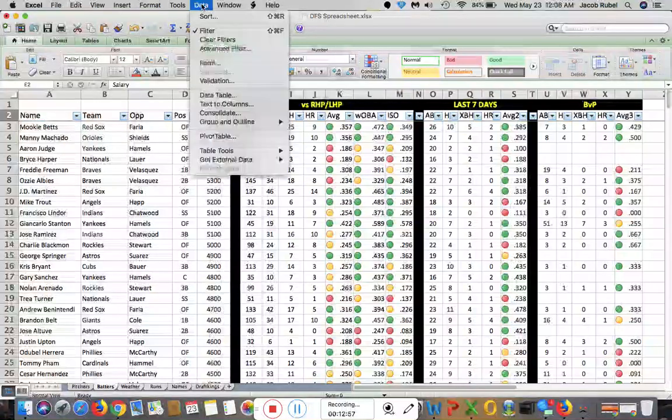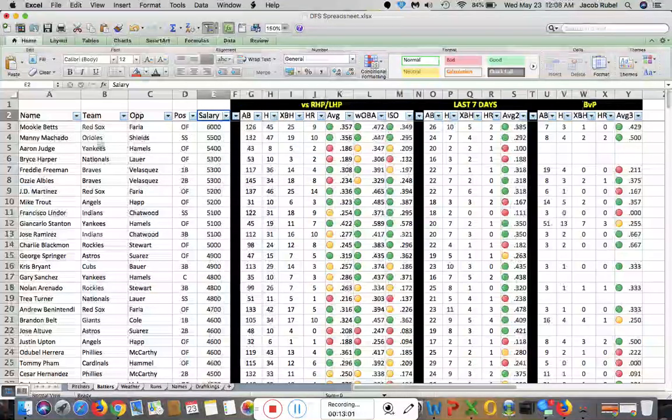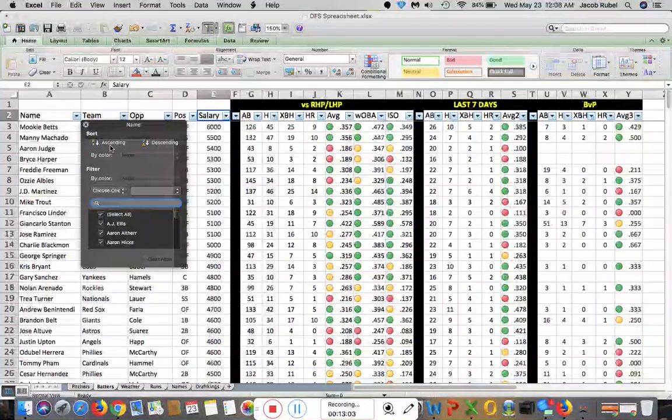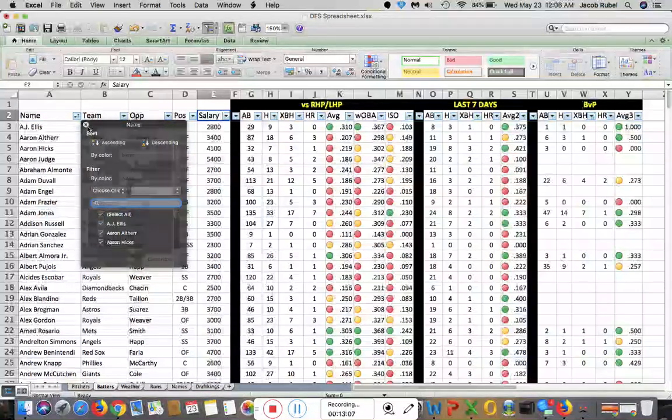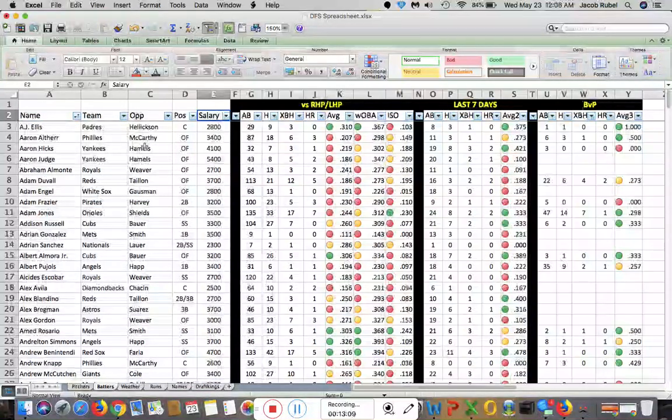So we will change this, and then you can clear the filter to get back to what we originally had by going to Data, and then Clear Filter. And then you can order this in alphabetical order by ascending again. And there you are, back to the original spreadsheet.